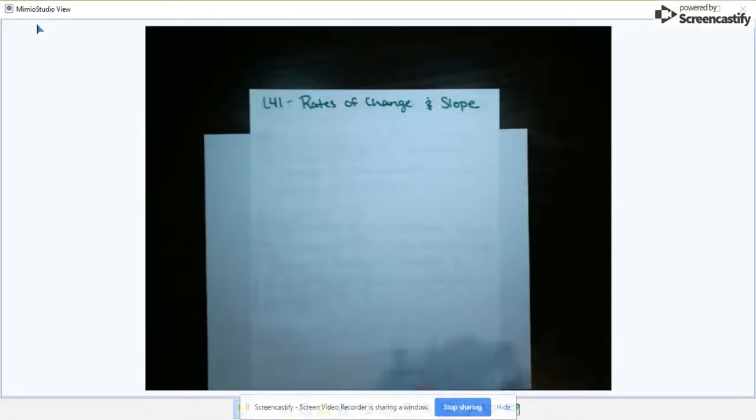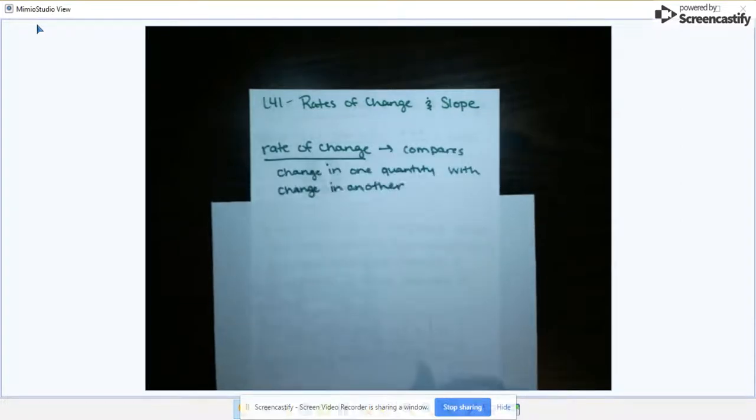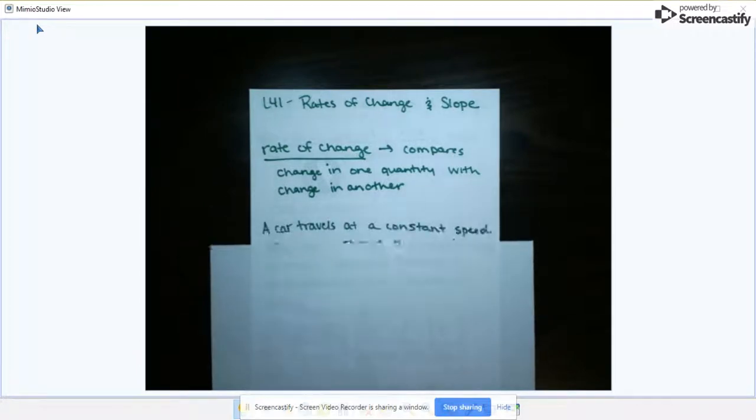Hey, we're going to look at rates of change and slope today. So rate of change is where we're going to compare the change in one quantity to change in another quantity. A really common one would be distance and time. So we're going to look at an example using that.